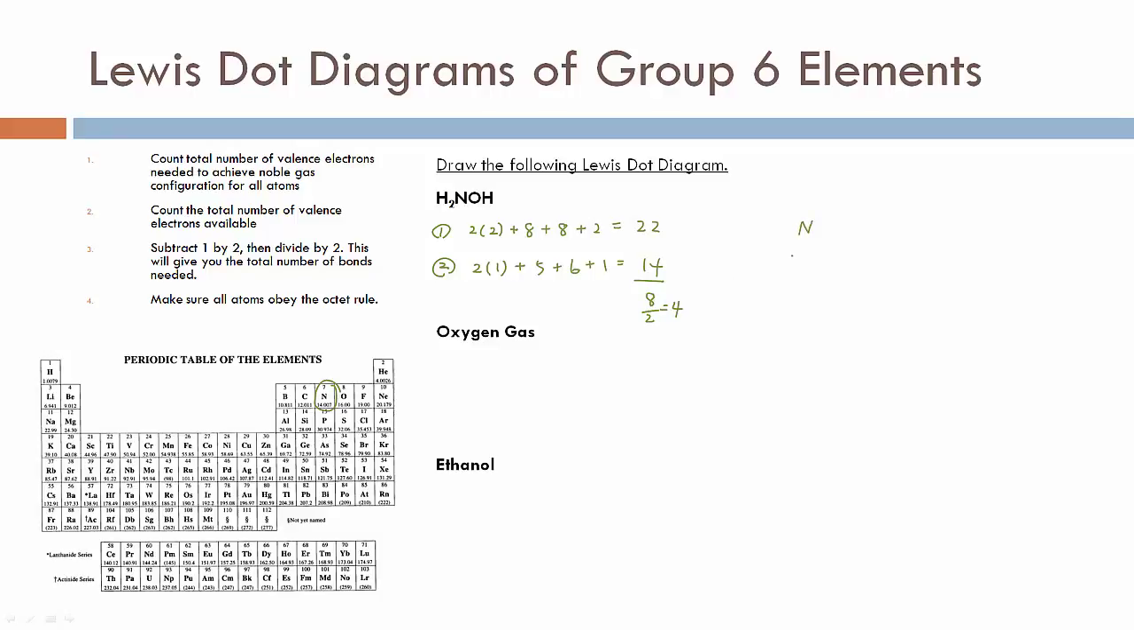Nitrogen will be the central atom. It will be connected to 2 other hydrogens. Nitrogen will use another bond to connect to 1 oxygen. So we used up 3 bonds so far. To connect the last hydrogen, we add a bond to the oxygen and we write H.